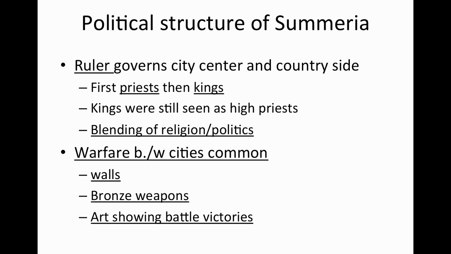All right, so let's talk about the political structure of Sumeria. There were priests, and then eventually a king would rule, and kings were seen as high priests. So these are like theocratic civilizations, right? There was a blending of religion and politics. Warfare between cities was very common, hence why walls were built around these cities. Bronze weapons were utilized in warfare, and we know this from the art that shows these battle victories.